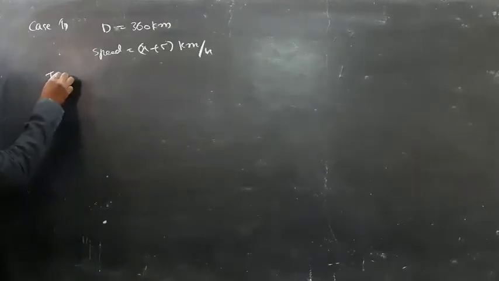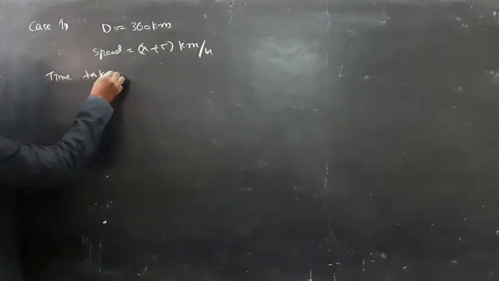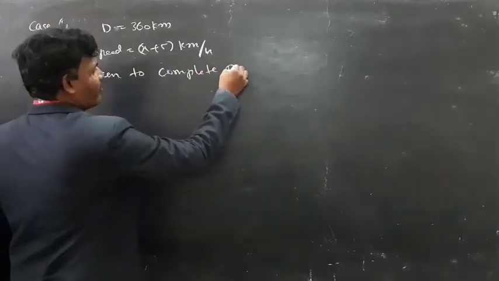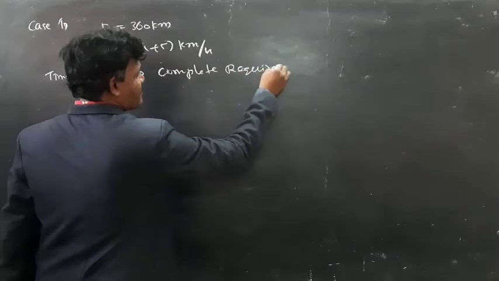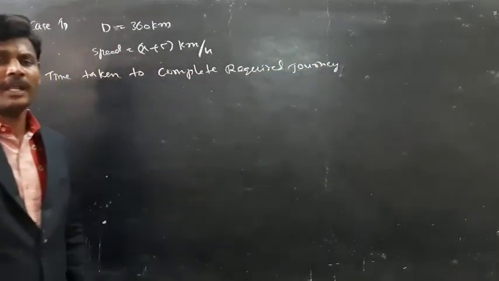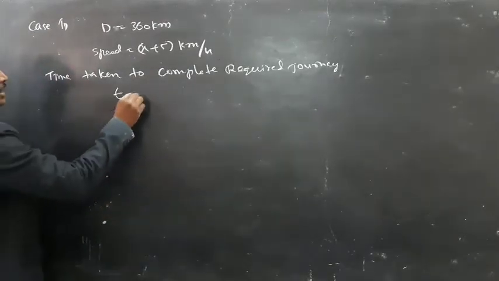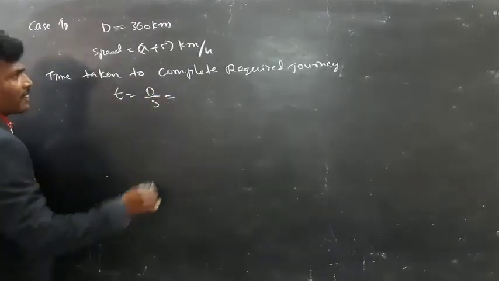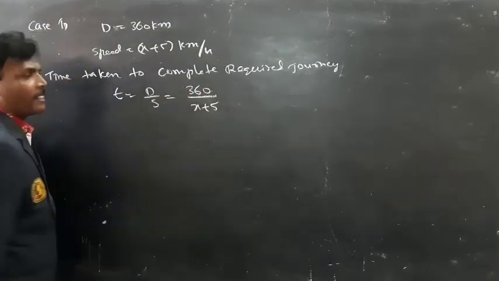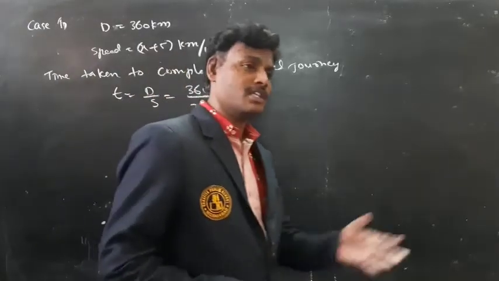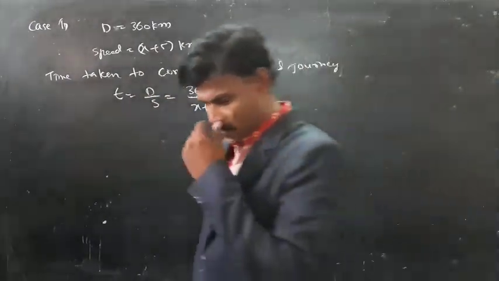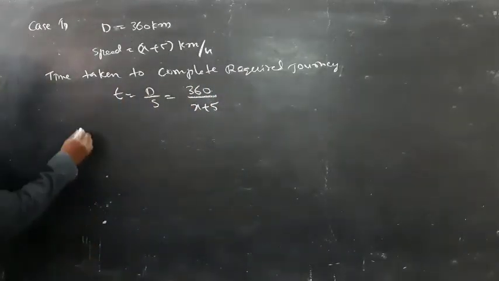Then time taken to complete the required journey. What is the formula? Time is equal to distance by speed. So what is the distance here? 360 by speed, which is x plus 5. But the second time, it would reach 1 hour before the first journey, as per given.